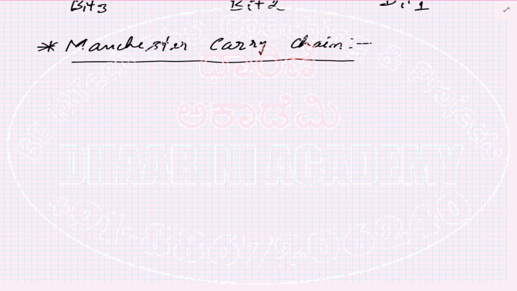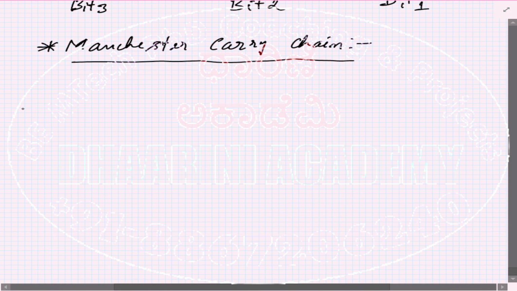Instead of that, the carry can be passed through a pre-charged clock signal. In the sense, you try to keep a single NMOS using which you can pass the carry. That kind of arrangement is what is called a Manchester carry chain adder element. All right, so let's write the point first.